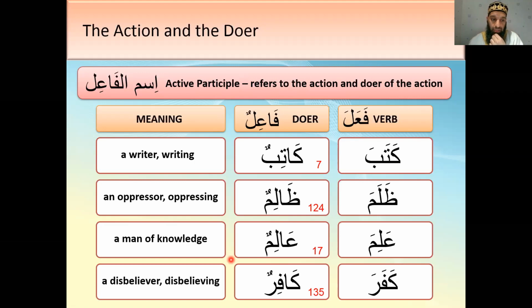Exactly. Qatilun, and this is the same. This is a template in Urdu as well. Qatilun is killer. Alimun is a knowledgeable person. Kafirun, zalimun, katibun. These are in Urdu. So if you know Urdu, you should be thinking, oh yeah, okay.